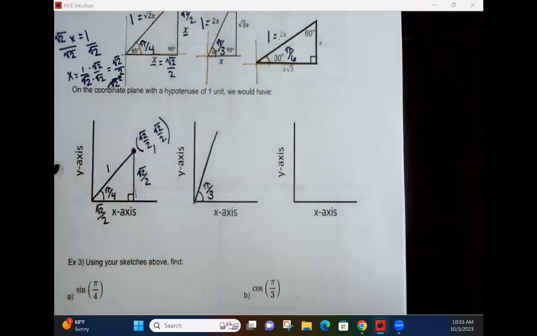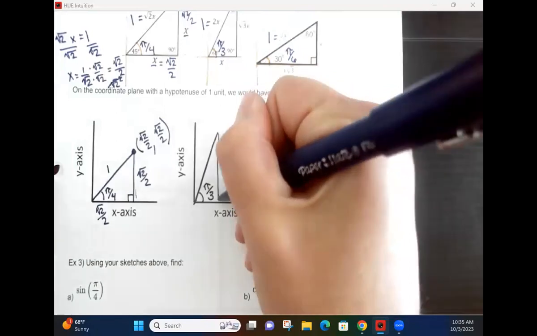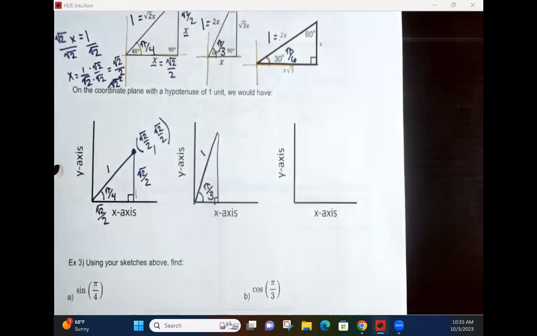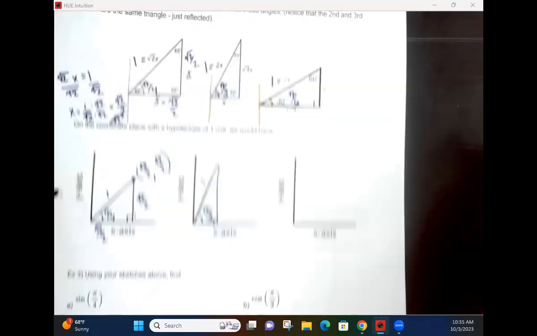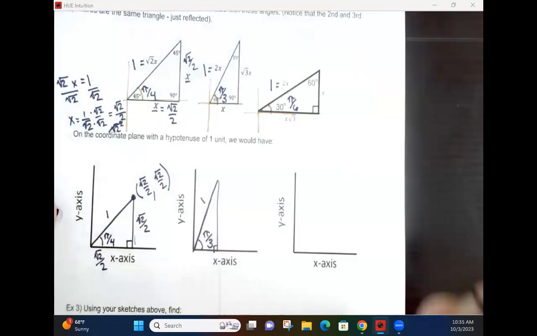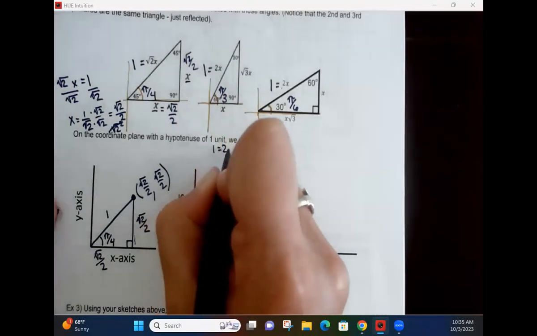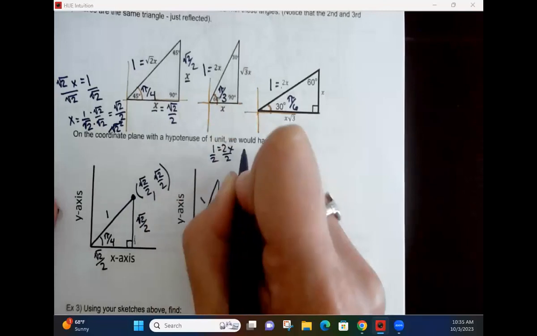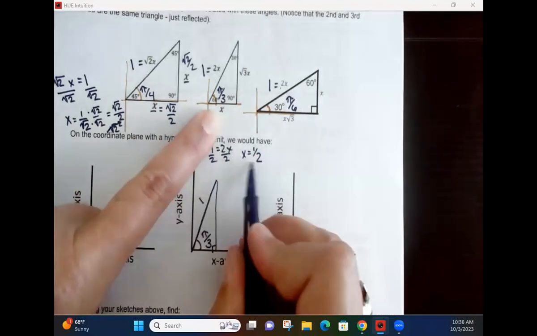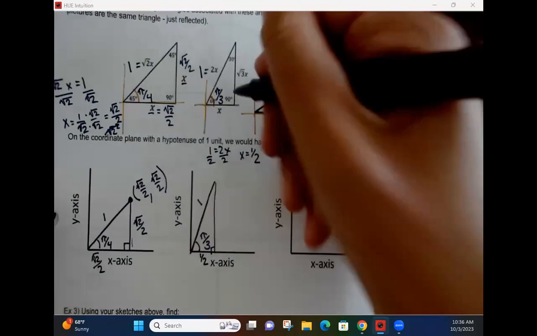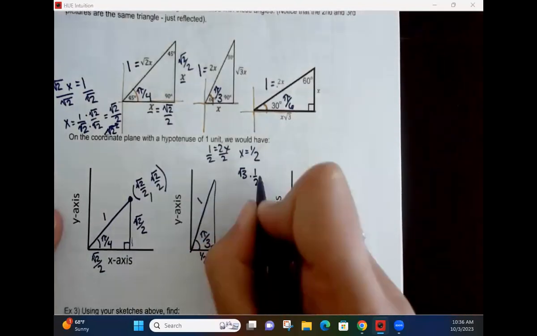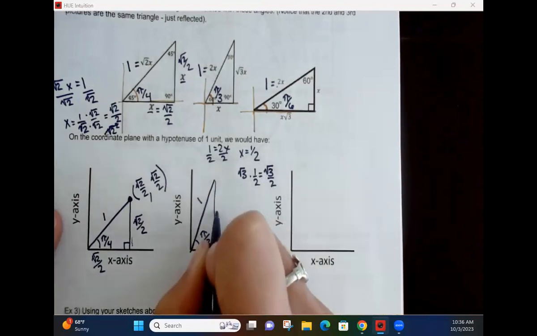Pi over 3. I can create a little right triangle out of this. My hypotenuse is 1. For my special right triangle, the hypotenuse is 2x. So let's solve for x because I need it for these other parts. So 1 equals 2x, divide both sides by 2, and we get x to be a half. So that means our short side is a half. Our long side is root 3 times a half, or root 3 over 2.